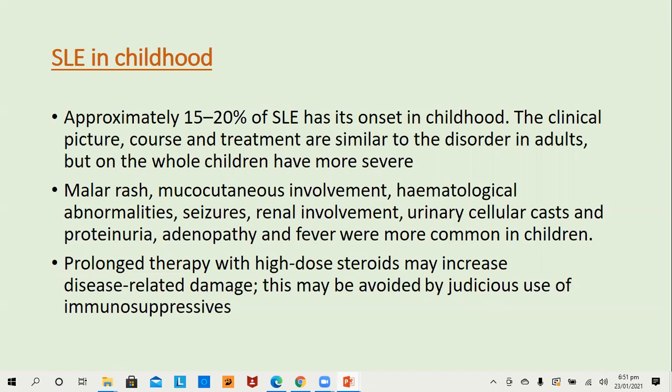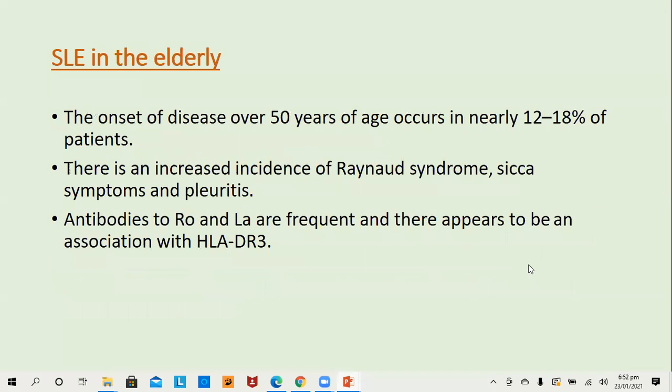Prolonged therapy with high dose of steroid may increase the disease-related damage and may be avoided by judicious use of immunosuppressives. So management of SLE in children is always difficult. The patients are always serious with more side effects and more chances of drug-related side effects.